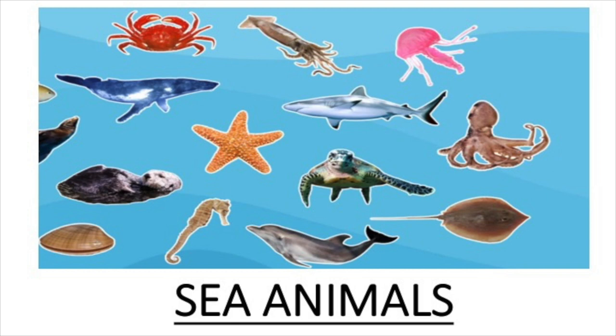Another category of animals, sea animals. And these are animals that live in the sea. What is this animal here? Can you see it here in red? Yes. Crab. Squid. Shark. Octopus. Ray. Turtle. Dolphin. Starfish. Seahorse. Yes. Well, you can see other types of animals too that live in the sea, like shells and mollusks.